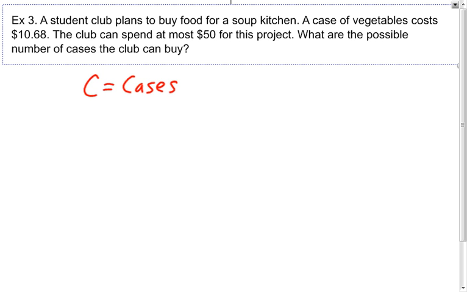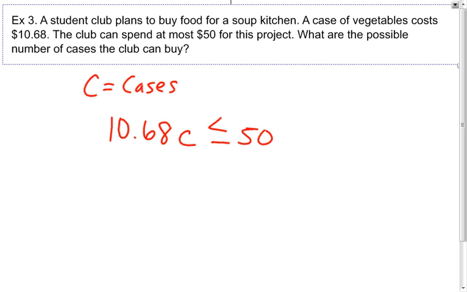$10.68. So I do 10.68 times c. One case would be 10.68, two cases would be 2 times that, so it's multiplication. At most $50, okay? So it can be equal to 50. Can it be bigger than 50? No. Can it be less than 50? Yes. So I need less than or equal to 50. Okay, there's my inequality. Now I solve it.